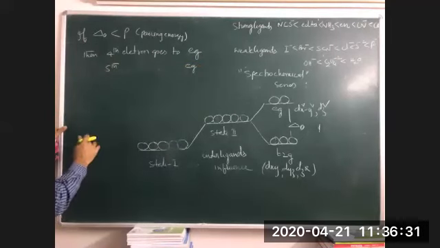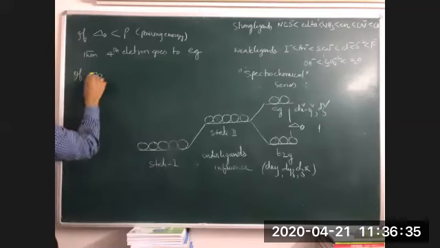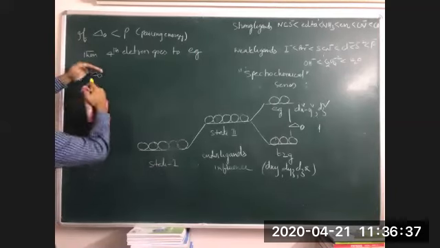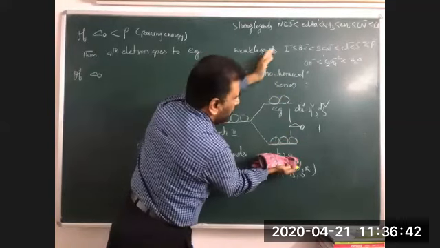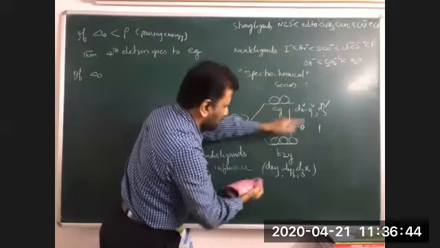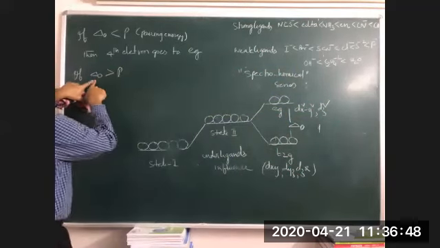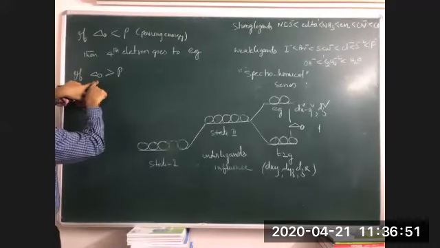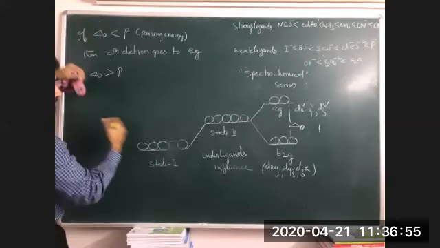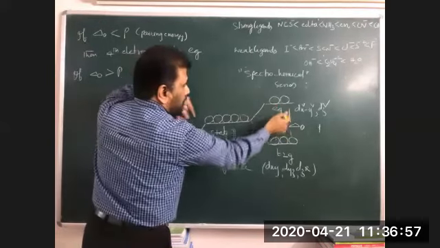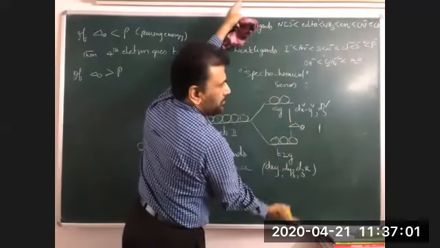Likewise, different electronic configurations will be given. If delta O, that means the splitting energy, is very high when compared to the energy for electrons to pair up, then the electrons pair up. So in this case, the splitting energy of octahedral is very high. That means the ligand field is very strong. When a strong ligand is there, the splitting will be very high.